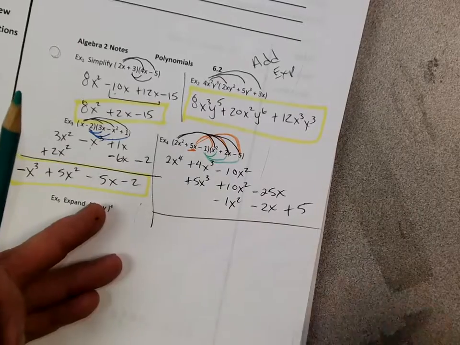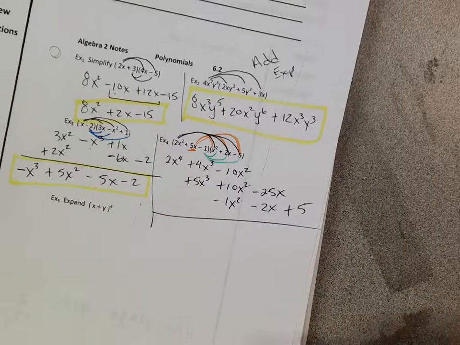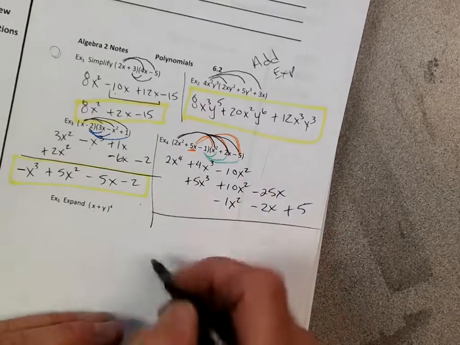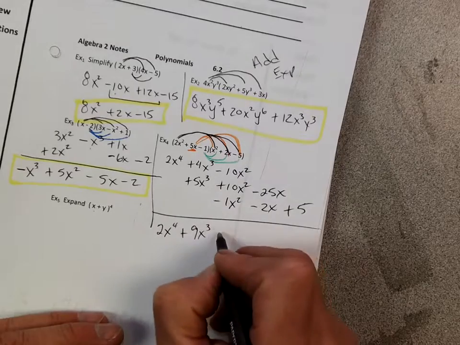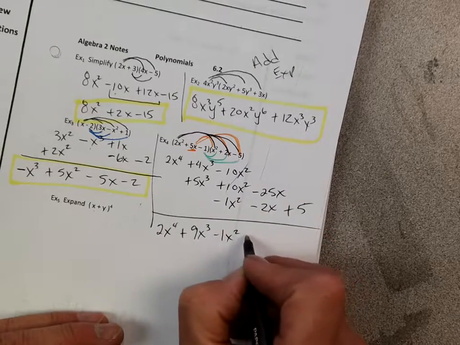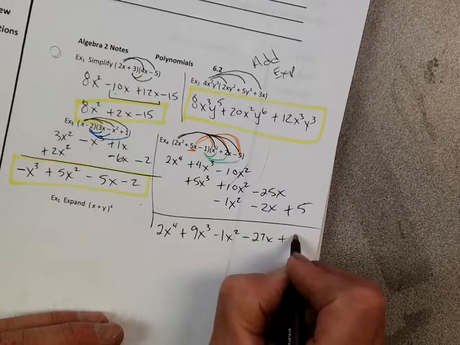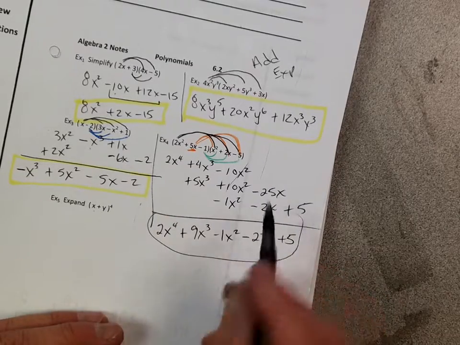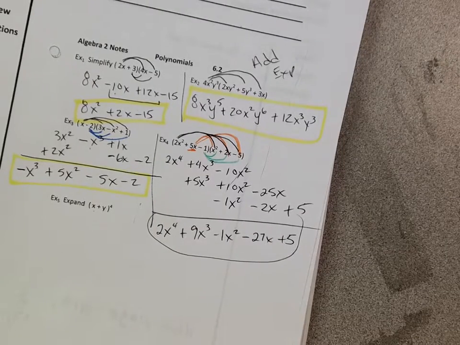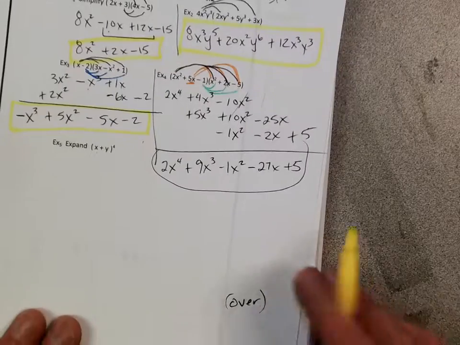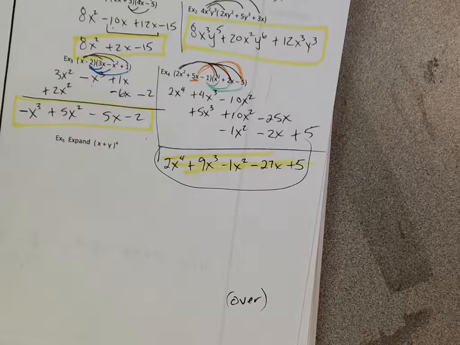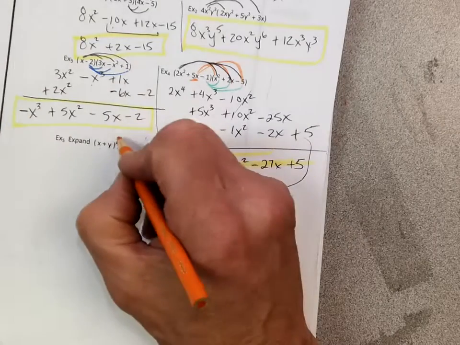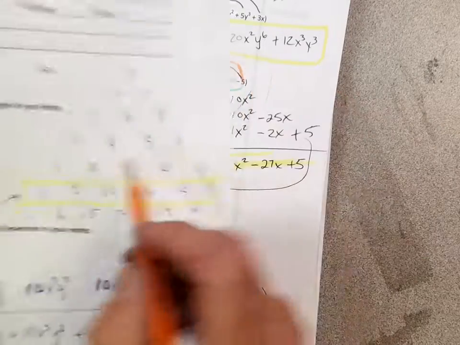Okay, now everything's lined up. Just add straight down. I like to do it this way because things are all together, so it makes it really easy to add. 2x to the 4th plus a 9x cubed minus a 1x squared minus a 27x plus 5. And that's my answer. Cannot do anything else with it because it's not the same. You can't add them. I got x to the 4th, cubes, and all that good stuff. Okay. All right. Example 5. Let's go back to our reading. Okay, we are going to use the 4th row.